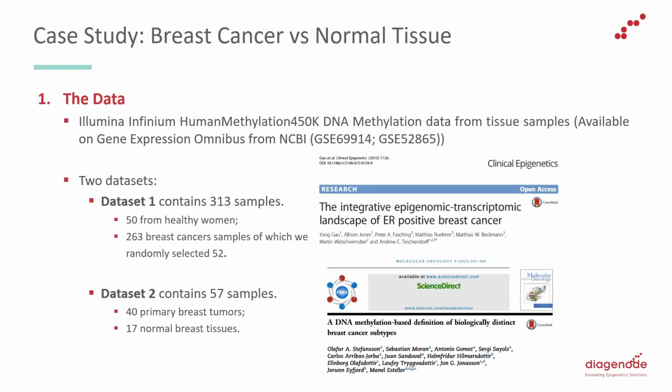And the first data set was derived from a paper titled The Integrative Epigenomic Transcriptomic Landscape of ER-positive Breast Cancer. And this is a data set which contains in total 313 samples. As we were looking for data which allow us to compare healthy specimens from disease specimens, we took 50 specimens and data from healthy women here. And out of the 263 breast cancer samples, we randomly selected 52 out of this data set.